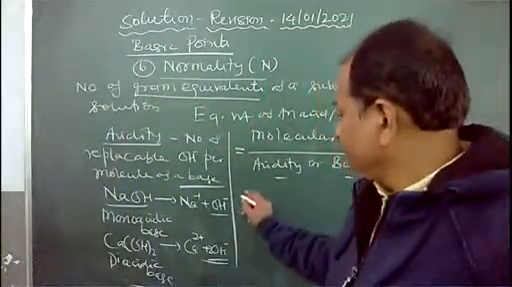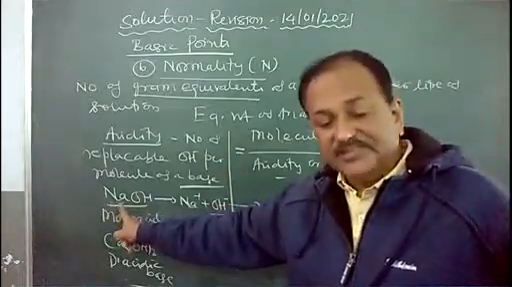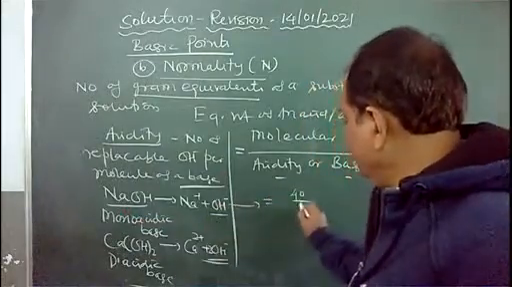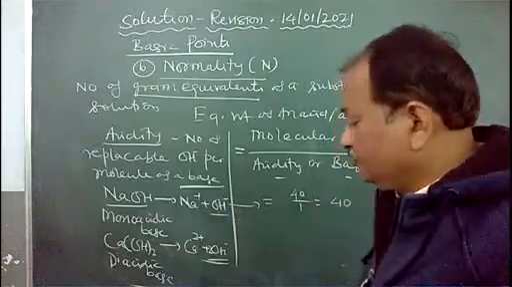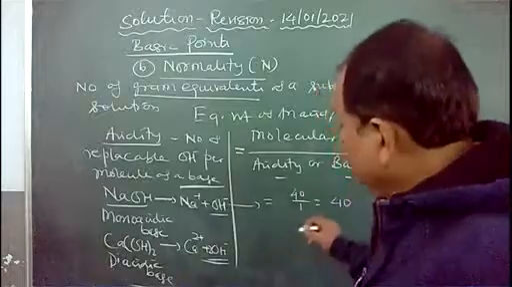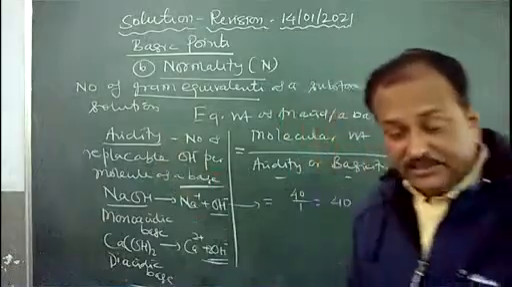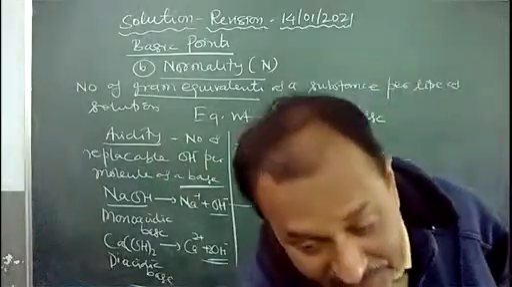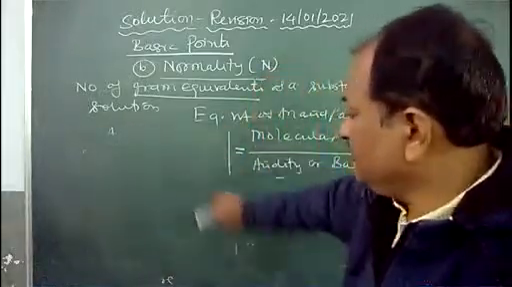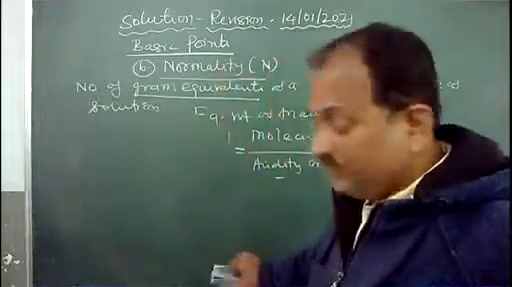Now, how to find out? About the NaOH: sodium 23, oxygen 16, hydrogen 1. So it will be equal to 40, 40 by 1, so it will be 40. In this manner we can calculate. A very important point I am going to explain: in the case of a monoacidic base, equivalent weight and molecular weight are the same.